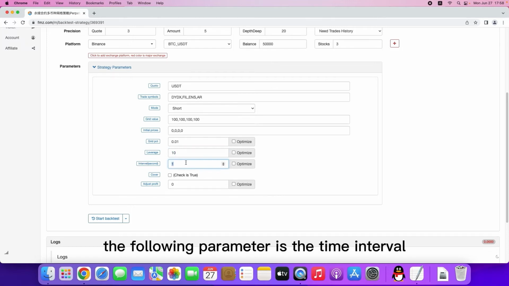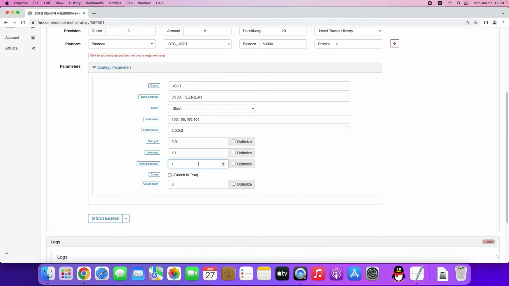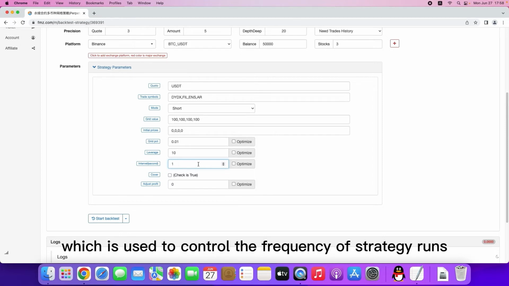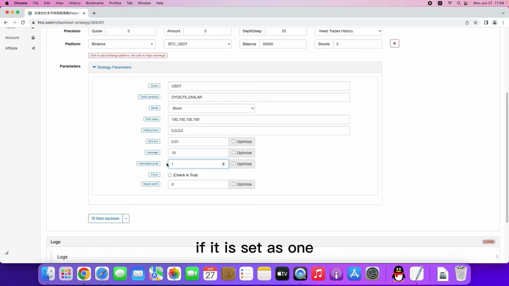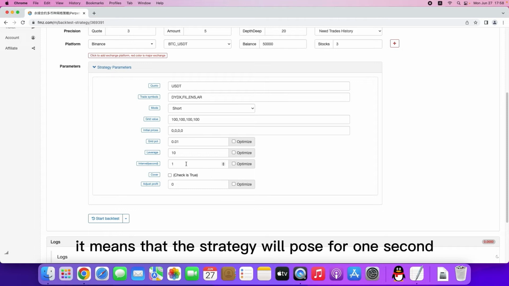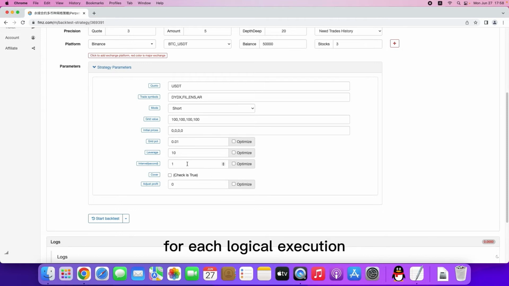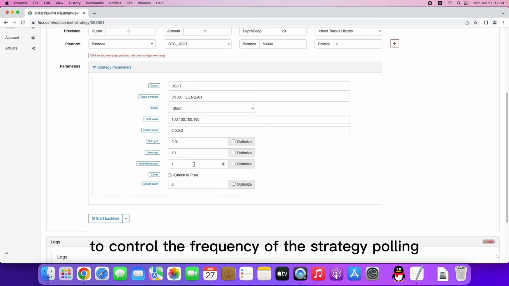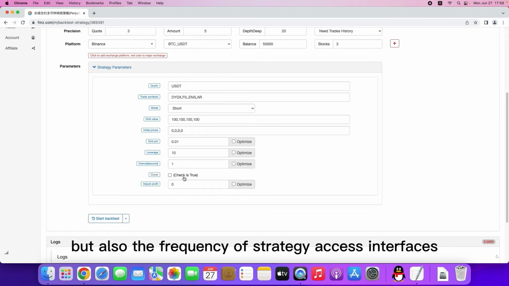The following parameter is the time interval, which is used to control the frequency of strategy runs. If it is set as 1, it means that the strategy will pause for 1 second for each logical execution. It is not only used to control the frequency of strategy polling, but also the frequency of strategy access interfaces.